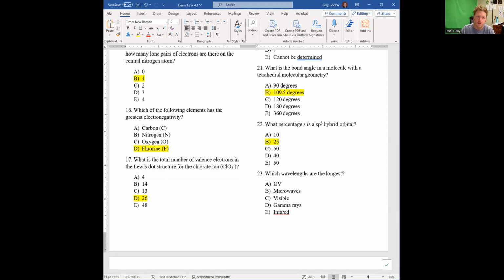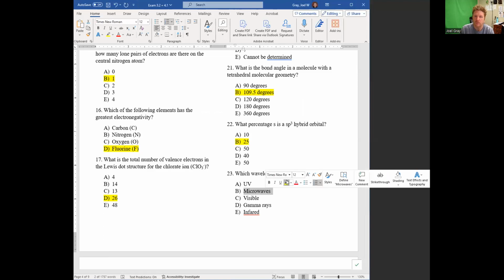Question number 23. Which wavelengths are the longest? Now, we're talking about our electromagnetic spectrum. And our longest wavelengths are going to be radio waves. Then we have, so we're going from radio waves to microwaves to infrared waves to visible, UV, and gamma rays. So our longest waves here are going to be microwaves.